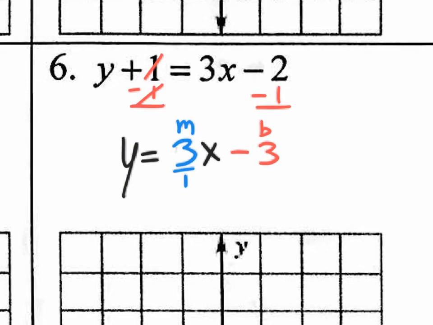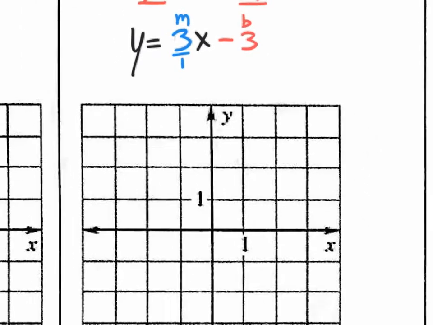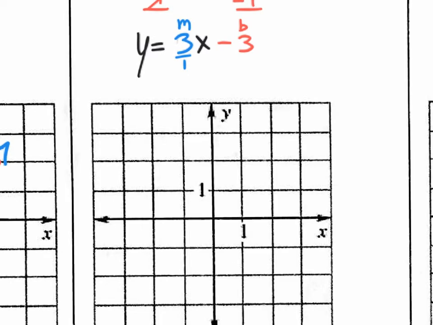So we start with the b value of -3, that crosses at -3. Let's put a dot right there at -3. And from that point, I rise 3, I run 1. It's positive 3, so I'm actually going up. So I'm going up 1, 2, 3, and then over 1, and I put a dot right there.